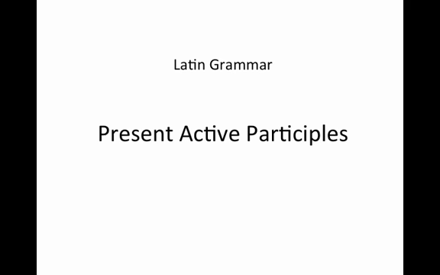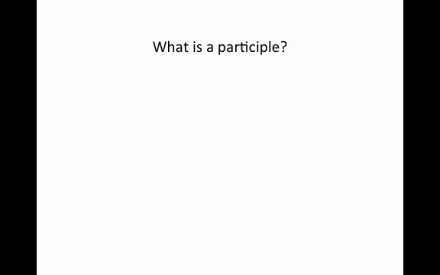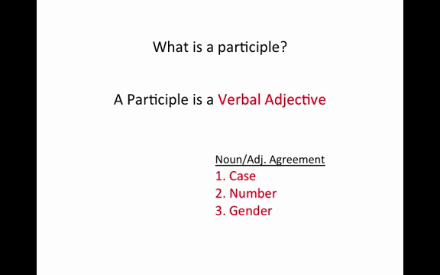Today we're going to talk about present active participles. But before we do that, let's talk about what a participle itself is. A participle is a verbal adjective. Being an adjective, remember, it has to agree in case, number, and gender with the noun it modifies. And we'll see how this works in a little bit.